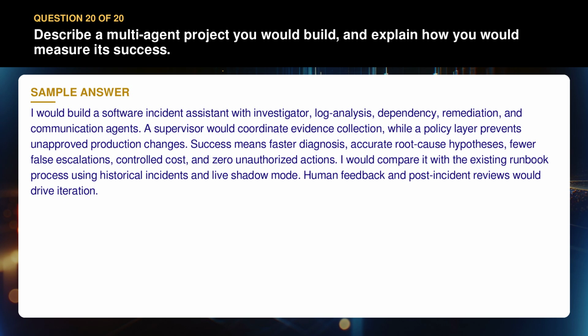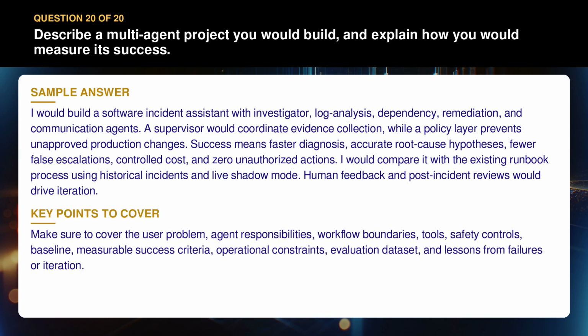I would compare it with the existing runbook process using historical incidents and live shadow mode. Human feedback and post-incident reviews would drive iteration. Make sure to cover the user problem, agent responsibilities, workflow boundaries, tools, safety controls, baseline, measurable success criteria, operational constraints, evaluation dataset, and lessons from failures or iteration.